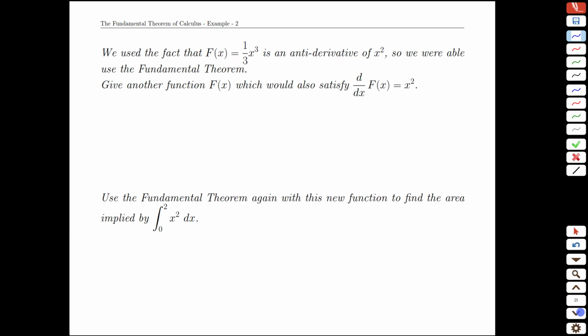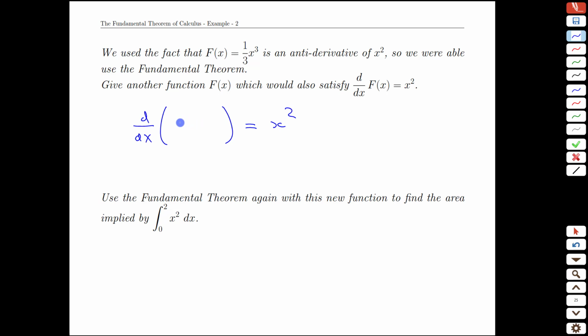Let's explore that a little bit, because there are some edges around here that are worth investigating. We used the fact that this capital F of x function, the antiderivative, was 1/3 x cubed. The question is, is there anything else that we could differentiate and get x squared? What could we put in here and still get x squared back? Well, you can try some things. You could try x to the 4. Well, no, x to the 4 is not going to give us x squared.